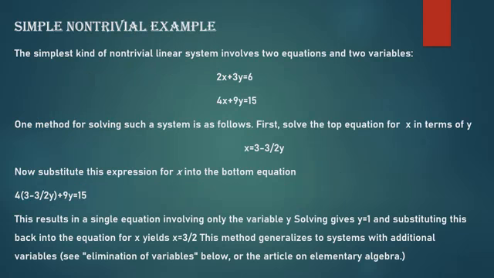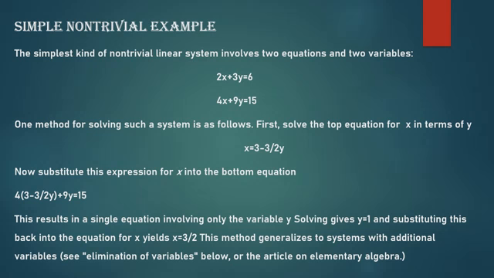Simple non-trivial example. The simplest kind of non-trivial linear system involves two equations and two variables: 2x + 3y = 6, 4x + 9y = 15. One method for solving such a system is as follows. First, solve the top equation for x in terms of y. x = 3 - 3/2 y. Now substitute this expression for x into the bottom equation.